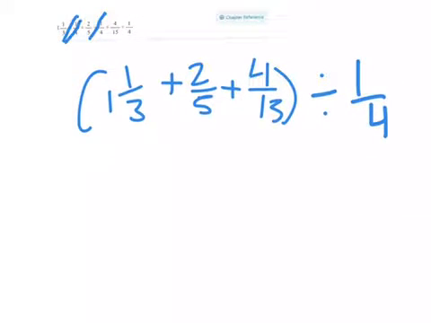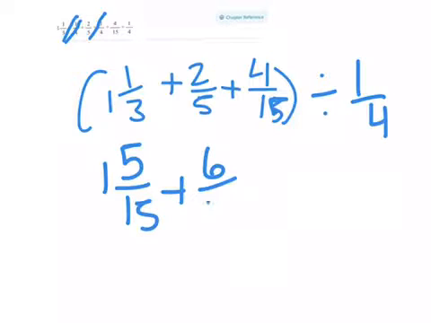But first, we need to solve what's in the parentheses according to PEMDAS. So, what's the common denominator for 3, 5, and 15? Sorry, that's a 15. So, 3 times 5 is 15, so 1 1/3 becomes 1 5 over 15 plus 6 over 15 plus 4 over 15.